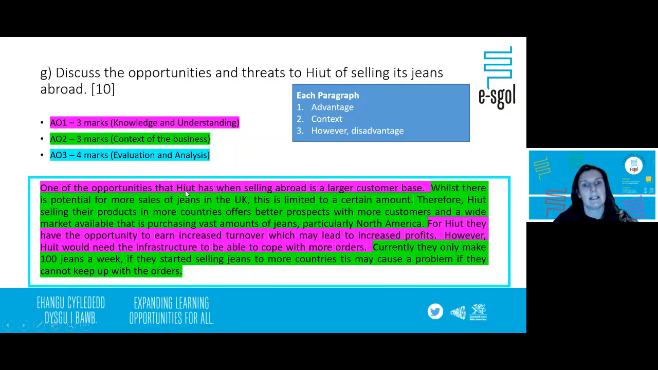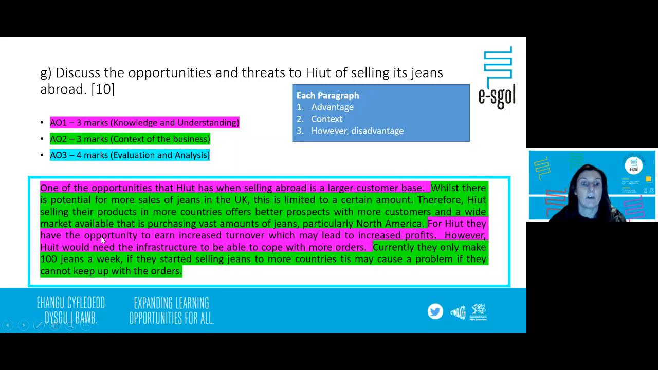One of the opportunities that it has when selling abroad is a large customer base. Okay, so while there is potential for more sales of jeans in the UK, this is limited to a certain amount. Therefore, selling their products in more countries offers better prospects with more customers and a wide market available that is purchasing vast amounts of jeans, particularly in North America. So again, taking bits from the case study.